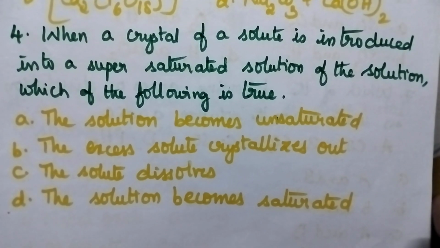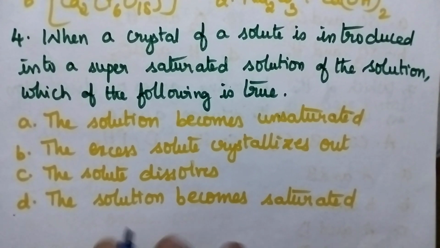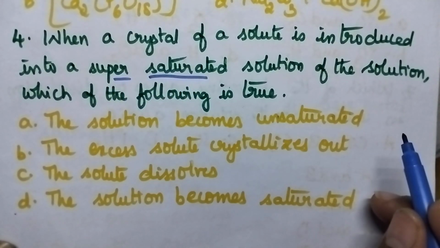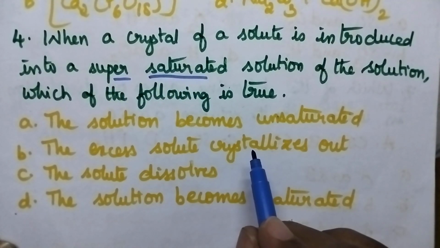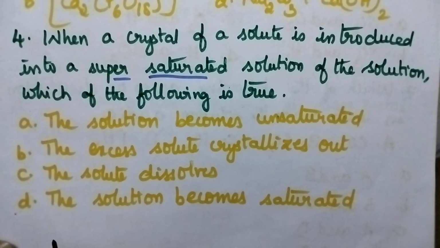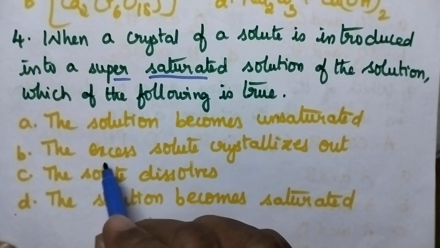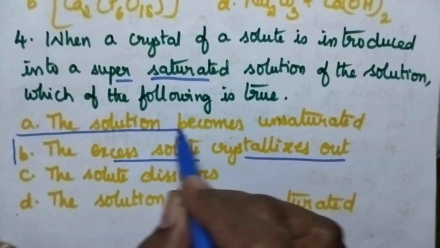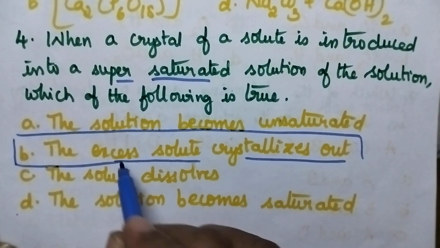When a crystal of solute is introduced into a supersaturated solution, which of the following is true? Whenever a crystal is introduced into a supersaturated solution, the excess of solute will crystallize out. So, option B is the right answer.